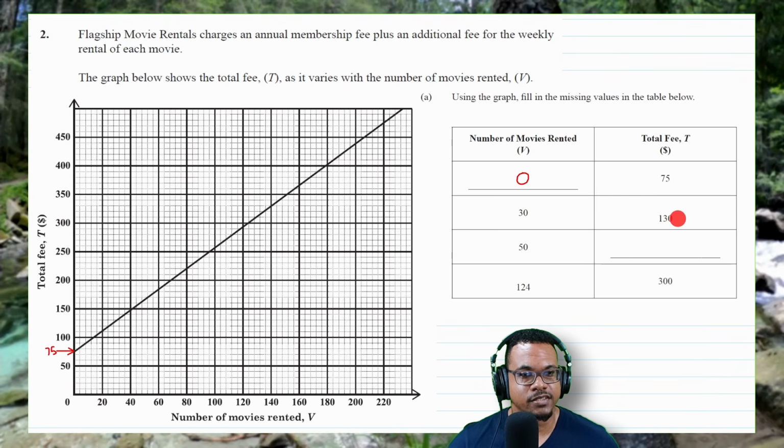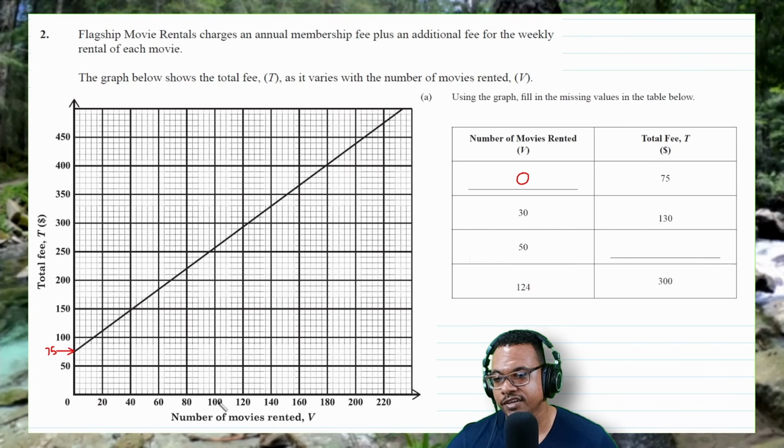30 movies rented is 1 to 50 movies rented. So we have to go to the 50 movies rented down here. Find 50. Let's see the units now. 0 to 20, so 1 centimeter represents 20 units on the x-axis. So 5 of the smallest blocks represent 20 units. If you divide 20 by 5, that's 4. So each little block is 4: 4, 8, 12, 16, 20. Each little block on the x-axis represents 4.